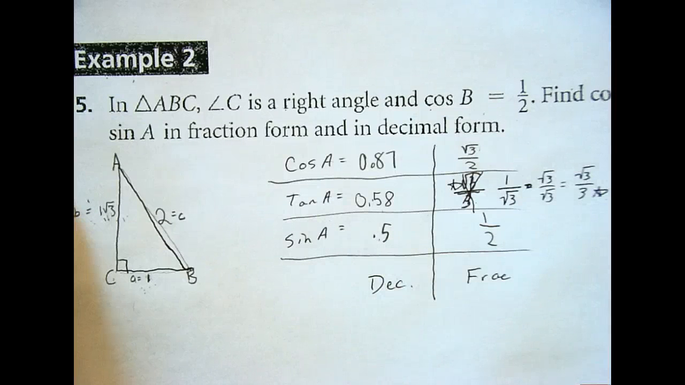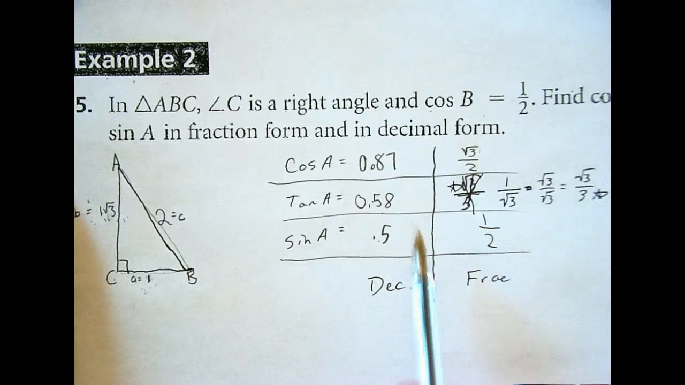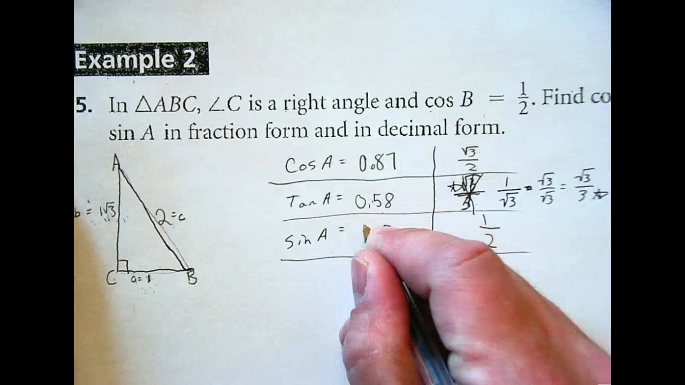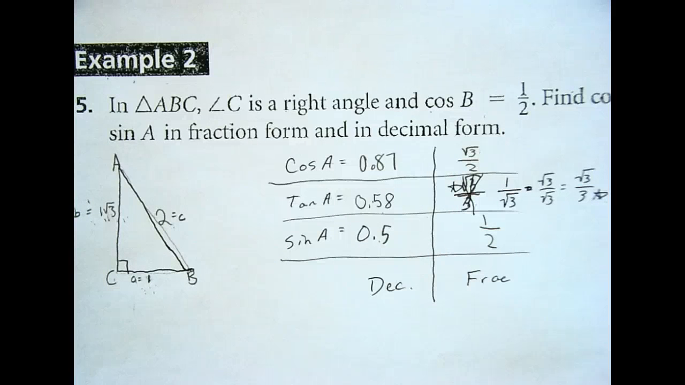Yep, good job. Okay, and then sine A, opposite over hypotenuse, 1/2. Is that 0.5? Yeah. Put the 0 there. It's our hero. Okay, here we go. Who's got it? We do. Questions? All right, moving on.